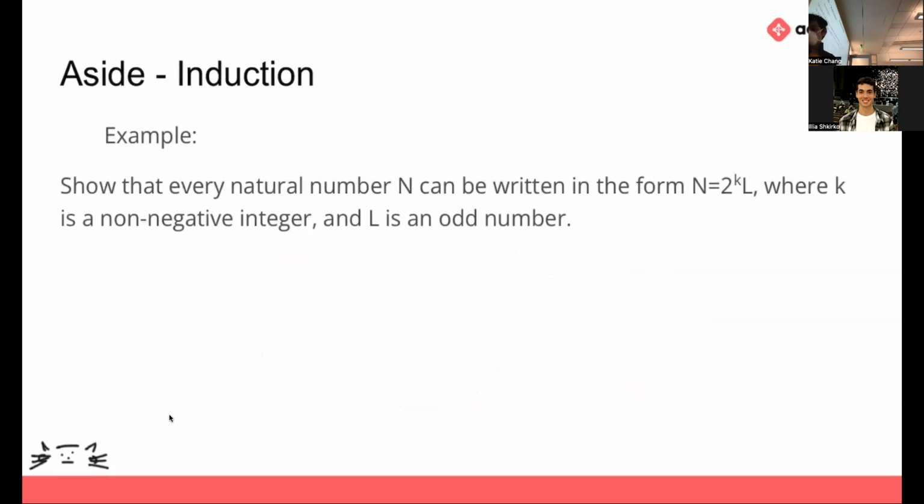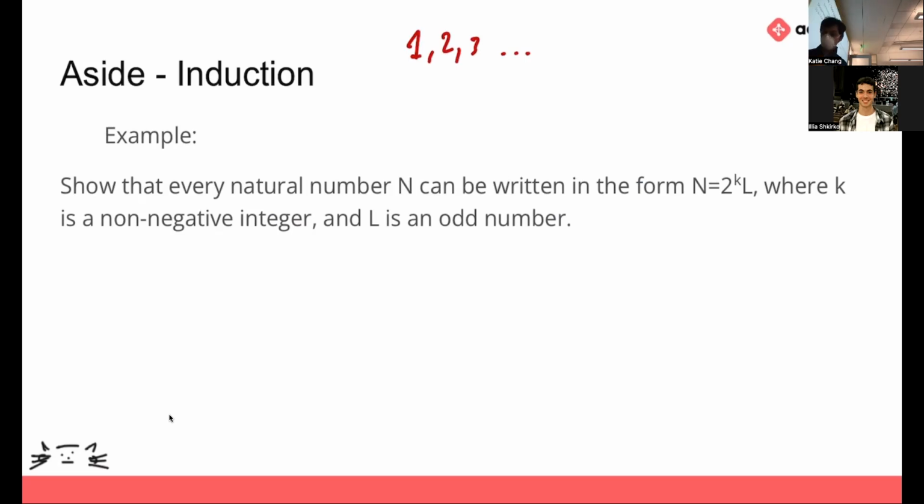So we can go ahead and do a little example here. So I think this is another classical problem, but basically it's saying, show that every natural number n, which is all of the integers, like 1, 2, 3, dot, dot, dot, up to infinity, can be written in the form n equals 2 to the power of k times l, where k is a non-negative integer, and l is an odd number. Right. So now using the frame of reference that we want to use induction on it, how would you go about starting this? Right. Do you remember what the three steps are in an inductive proof?